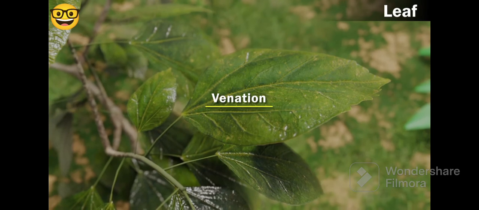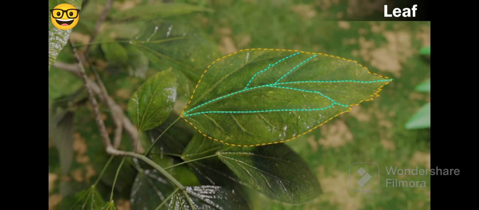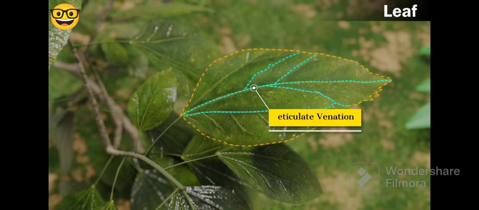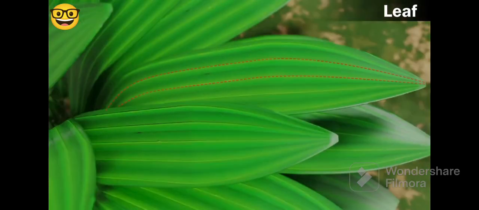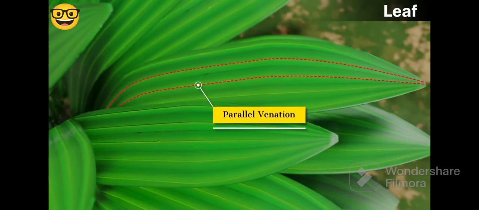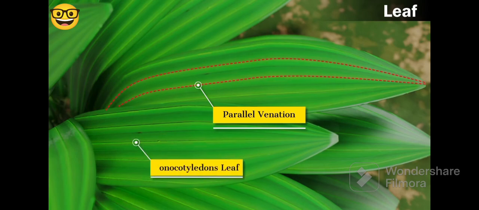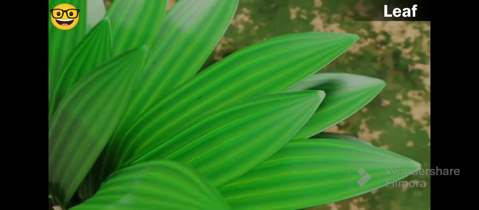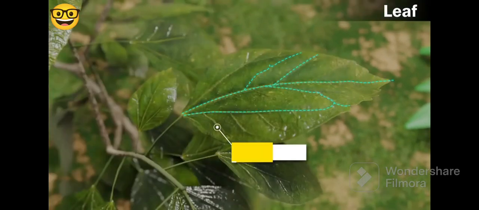Venation. Venation is the way the veins of the lamina are arranged over the leaf. If they are in the form of a network, it is called reticulate venation. If they are parallel, it is called parallel venation. Monocotyledonous leaves have parallel venation. Dicotyledonous leaves have reticulate venation.